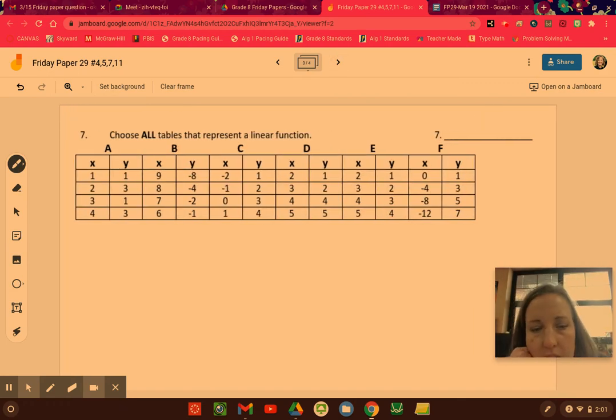Number 7. Okay, so this says choose all tables that represent a linear function. So there's 2 issues here. Is it linear and is it a function? You'll remember when we talked about functions and we had graphs and we had tables and we had equations, and we said, is it a function?